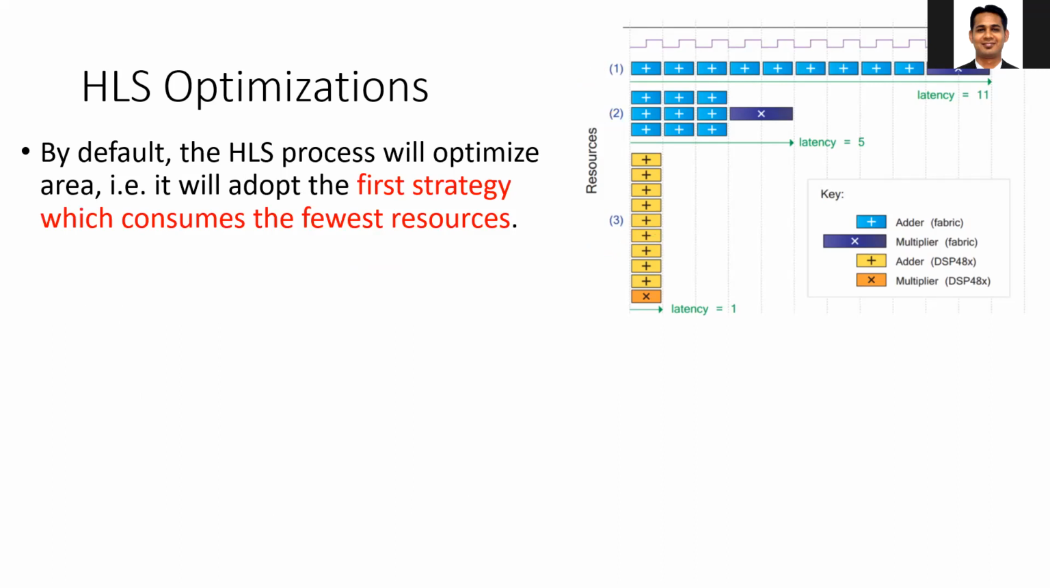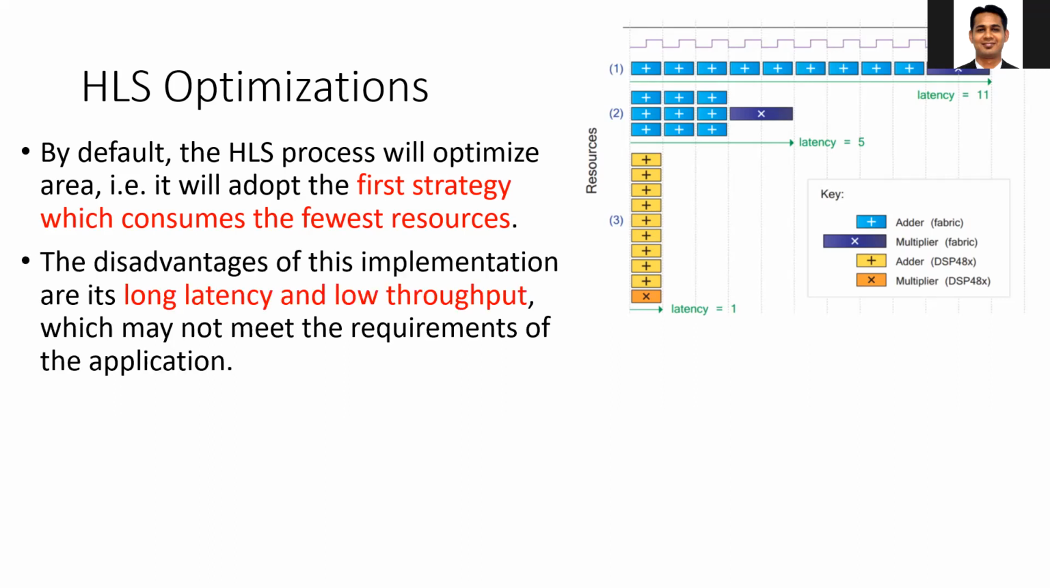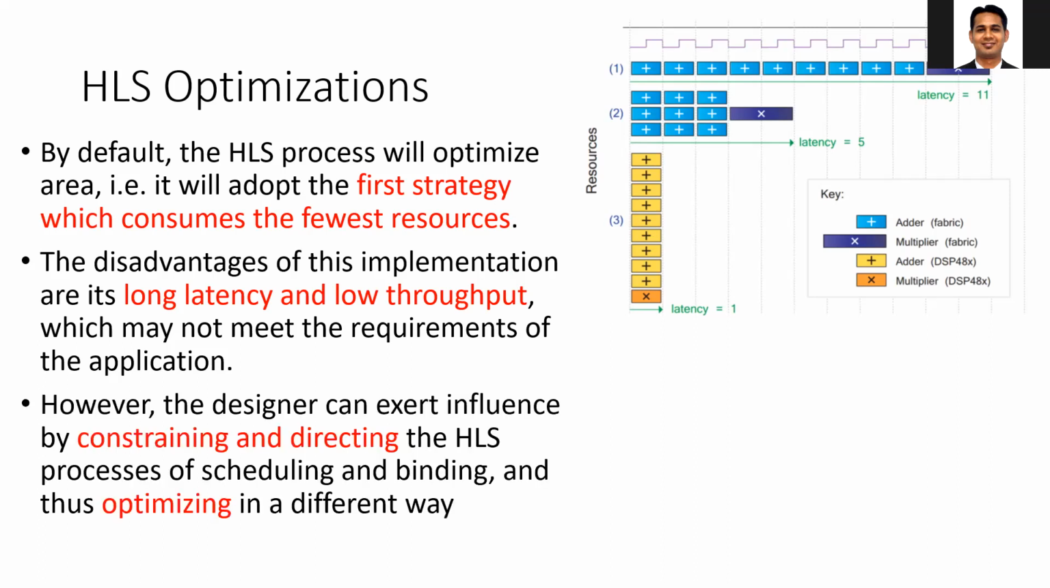But by default, if you don't inform the HLS tool of anything, then HLS will optimize the area. That means it will use as few resources as possible, which leads to architecture 1. The disadvantage of architecture 1 is that it has a very high latency and low throughput, which is usually not good for most practical applications.